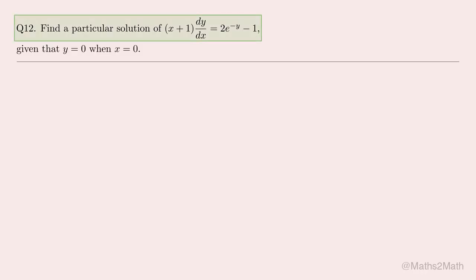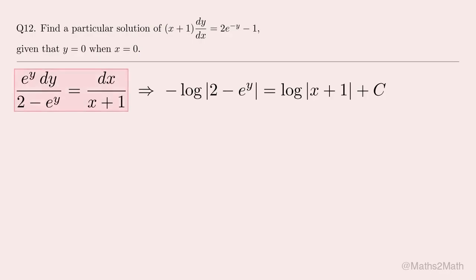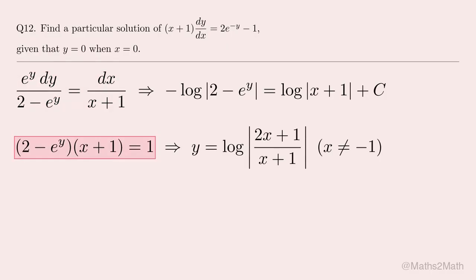Question 12, the last full solution. Separate with e to the y. A substitution t equals e to the y times the left side. Multiply by e to the y and separate. The left integrates to minus log of 2 minus e to the y. At the origin c is 0, solve for y.